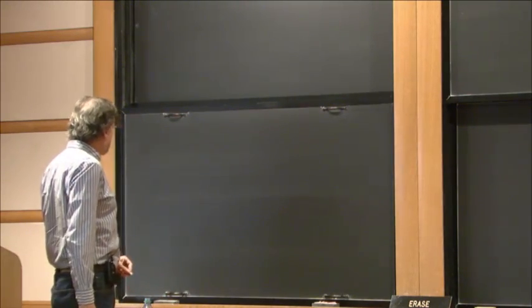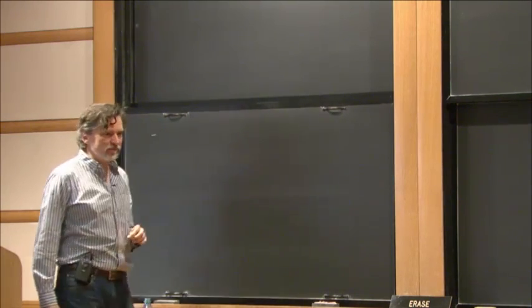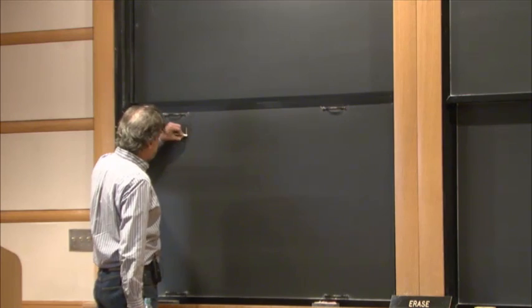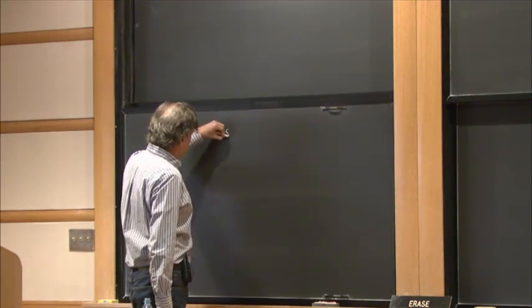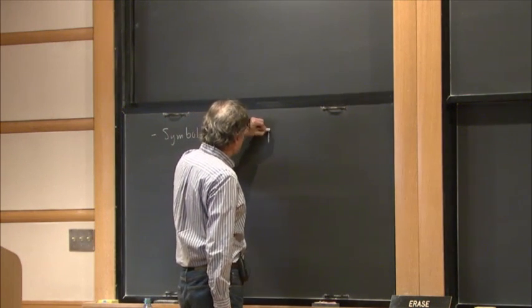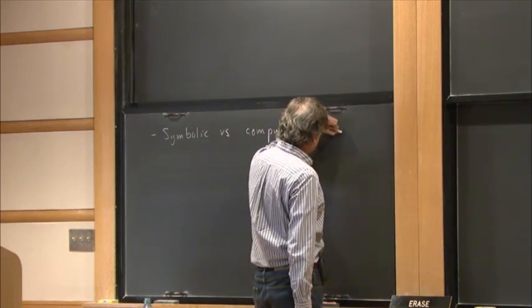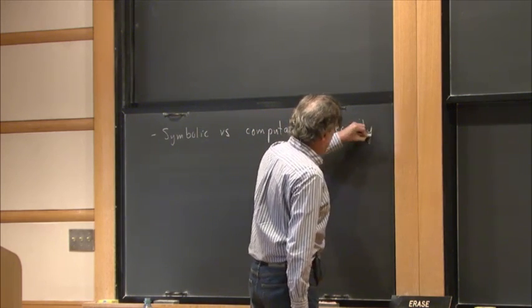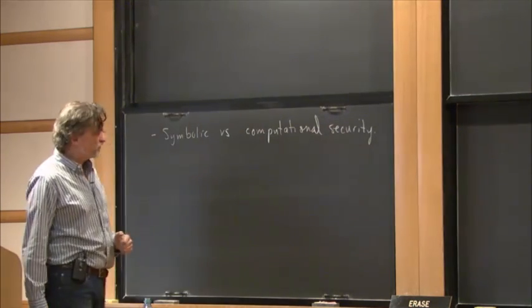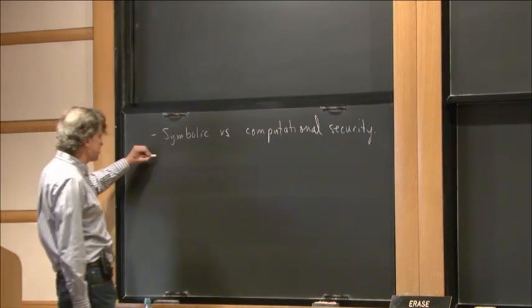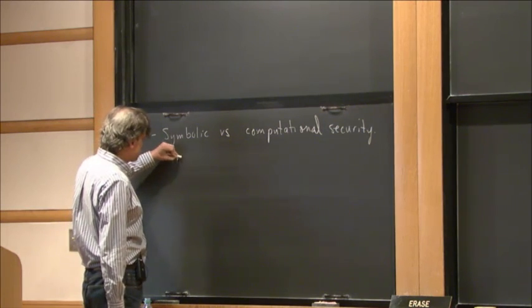Okay, so yeah, the things that I'll be talking about are symbolic versus computational security. And one issue that comes up in this setting that I'm going to look at in more detail is this issue of circular encryptions.